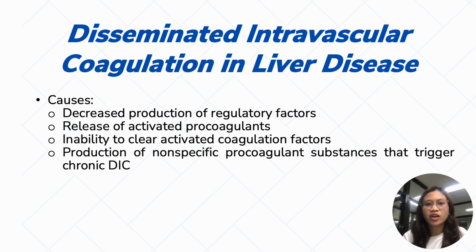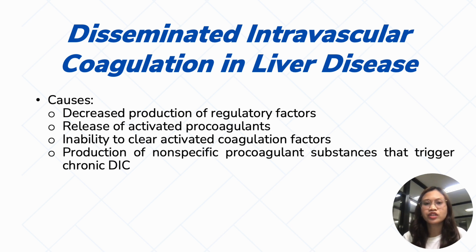Disseminated intravascular coagulation, or DIC, is also a possible consequence of liver disease. DIC, as defined by the National Institutes of Health, is a condition characterized by a widespread hypercoagulable state that can lead to both microvascular and macrovascular clotting and compromised blood flow.